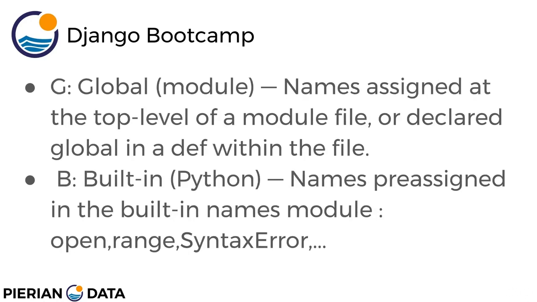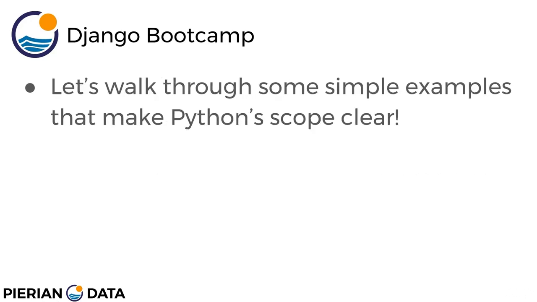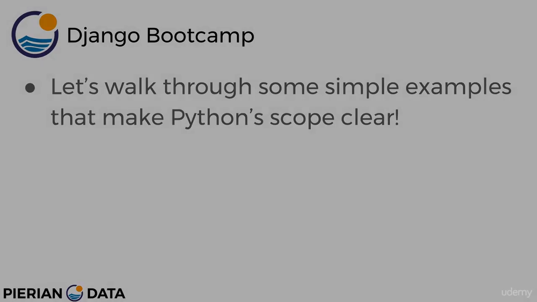Then we have the global level, and those are names assigned at the top level of a module file or declared global in a def within the file. That again is either at the top level or using the global keyword. Then finally, if we still can't find that variable name, we look into the built-in level. Those are names pre-assigned in the built-in names module. Things such as open, the range function, a syntax error, or even things such as len, which is the built-in length function. Okay, let's walk through some simple examples to make Python's scope a lot more clear to you. Let's hop over to the editor now.